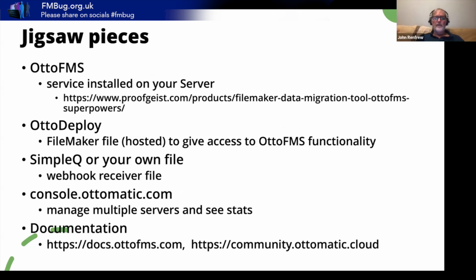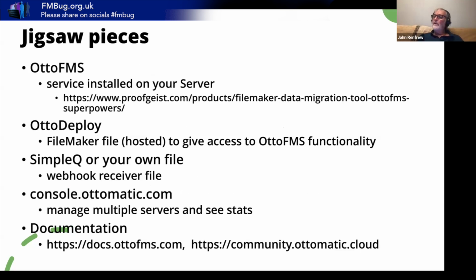So the pieces of the Otto kind of ecosphere are something called Otto FMS. This is what gets installed on your server. It's written in React, I think. It's a little node service. That link is the homepage. That's where to go and find it if you've never found it before. Otto Deploy is a FileMaker file which gives you access to all the things that Otto can let you do.